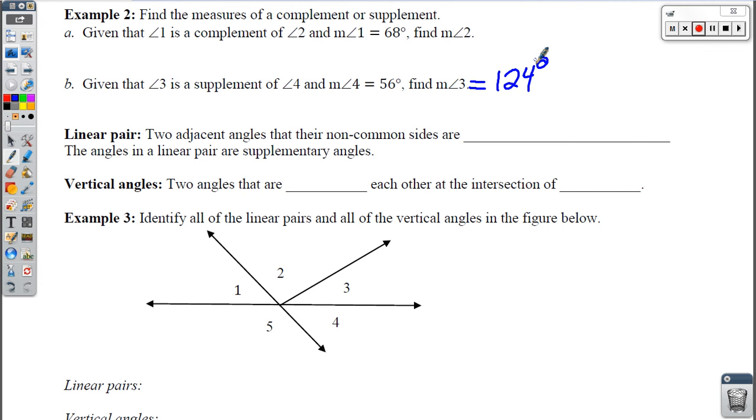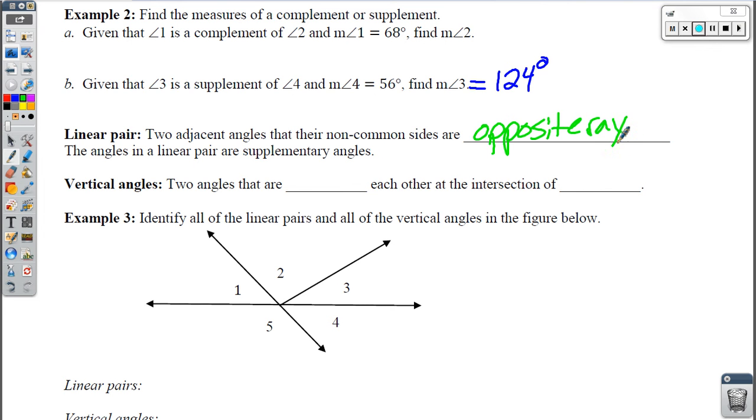All right, some more terminology. Linear pair. So a linear pair is when we have supplementary angles that are also adjacent angles. So they add up to 180 degrees, they add up to a straight line, and they're right next to each other. So two adjacent angles whose non-common sides are opposite rays.